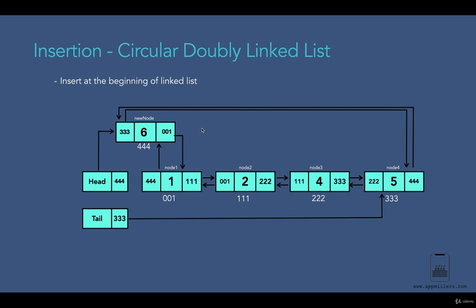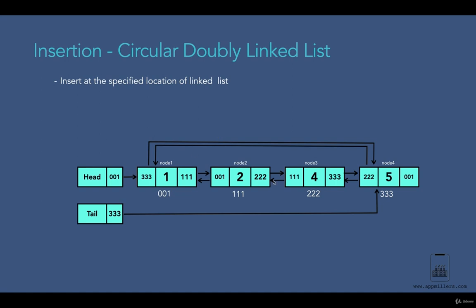Now let's continue to insert a node at a specified location in CircularDoublyLinkedList. In this case, let's say we want to insert a new node between node 2 and node 3. So here also the first thing that we are going to do is create a new node. This node will be the blank node, and let's say the physical location of this node is 555. Now the next step is we are going to assign a value to this node. Let's say the value that we are going to assign is 20.